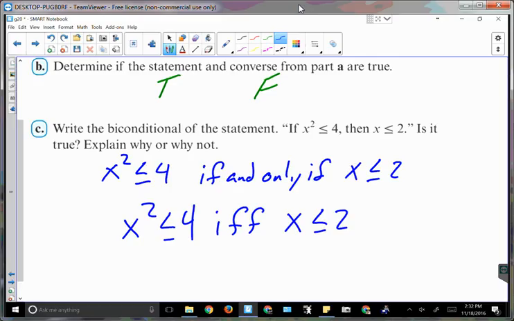But is this always true? No. This is false, and if we set that x is equal to, say, -5, that is a perfect example of it, because -5 is less than or equal to 2. But if I take -5 and square it, I get what? 25. And 25 is not less than or equal to 4. So that would end up having to be false.